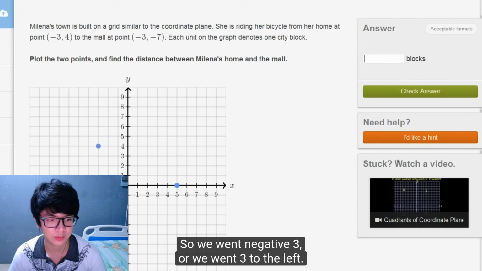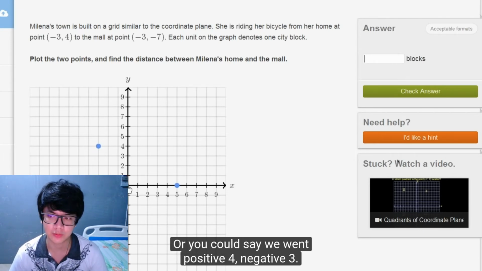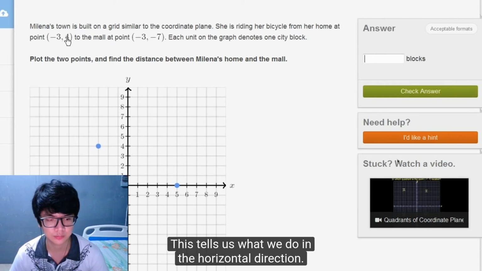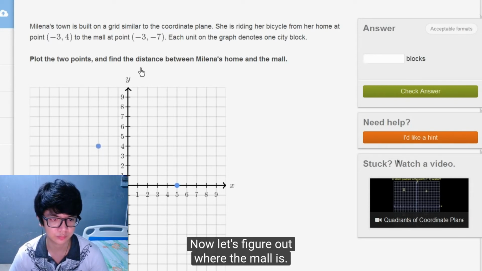So we went -3, or we went 3 to the left. That's -3, +4. Or you could say we went +4, -3. This tells us what we do in the horizontal direction. This tells us what we do in the vertical direction. Now let's figure out, that's where her home is. Now let's figure out where the mall is.